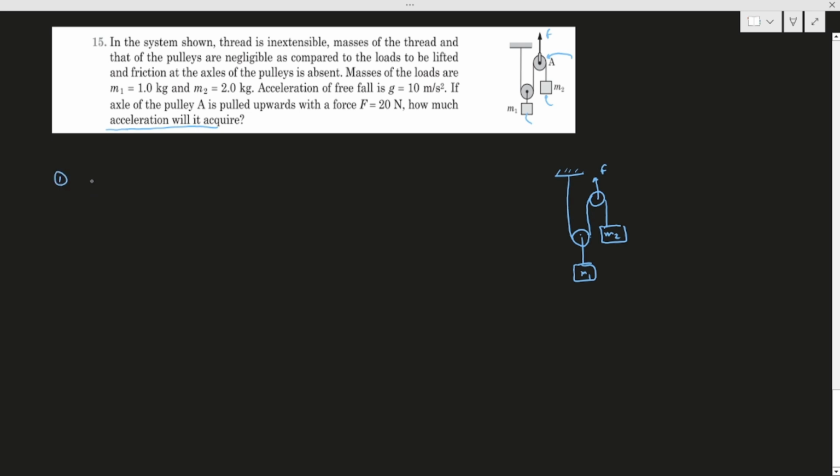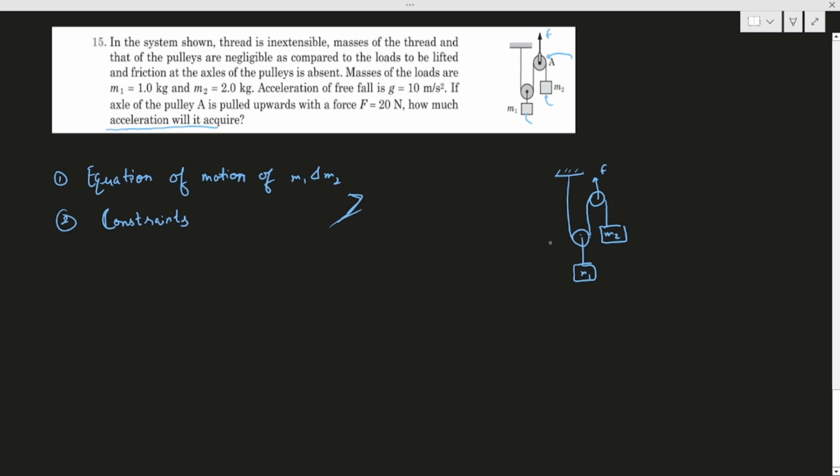First, we will write the equations of motion of those two blocks, M1 and M2, by making their FBDs. Then we will apply constraints. Just these two things, and we will be able to solve our problem.